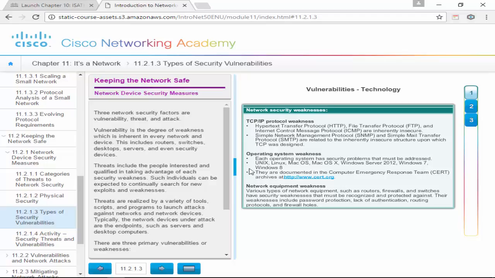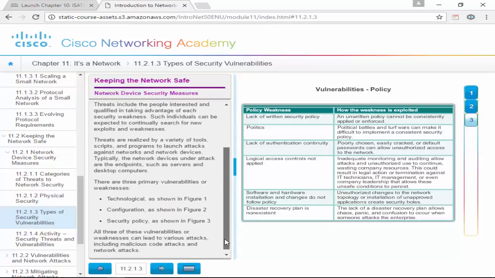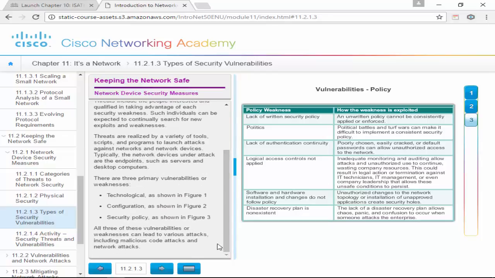Types of security vulnerabilities. Basically, this means update. The solution to this is update and don't use end-of-life stuff. You're always going to have vulnerabilities. The more applications you use, the more features you have on your devices, the more chances for vulnerabilities.